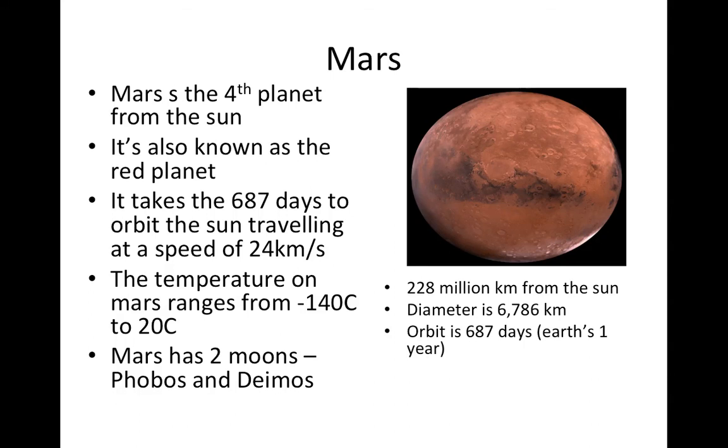The diameter of Mars is 6,786 kilometers, making it half the size of the Earth. It has two moons known as Phobos and Deimos.